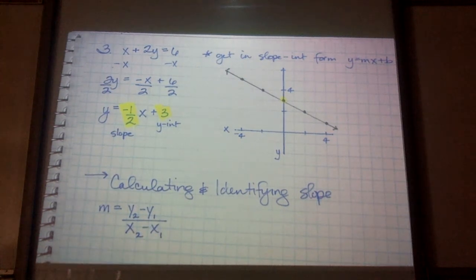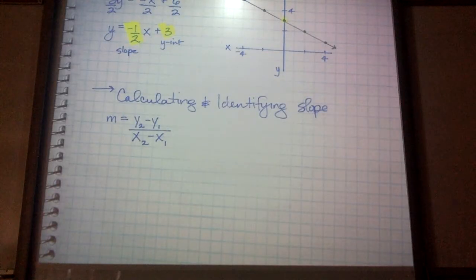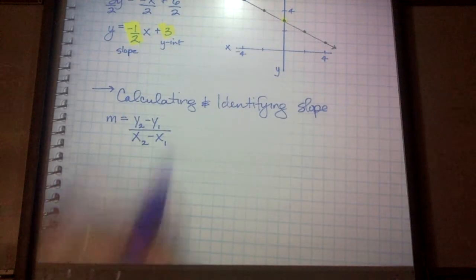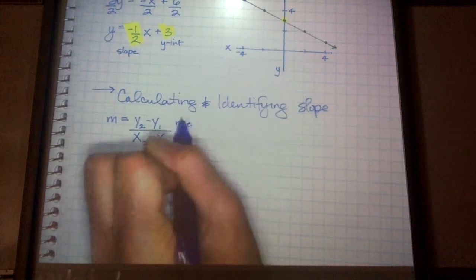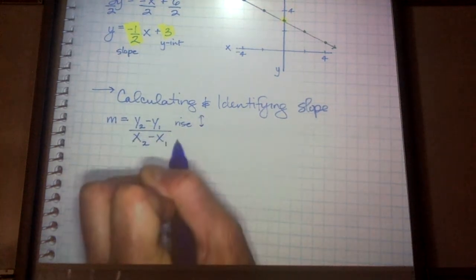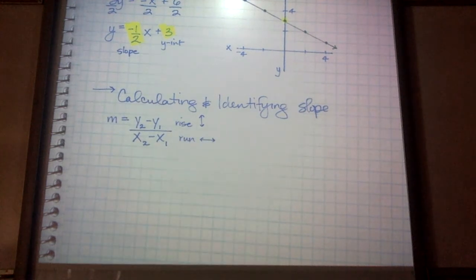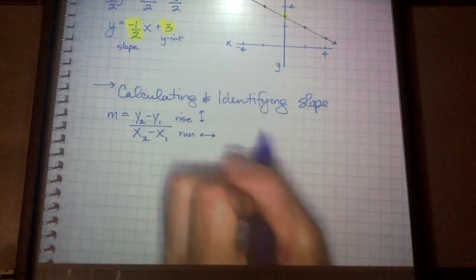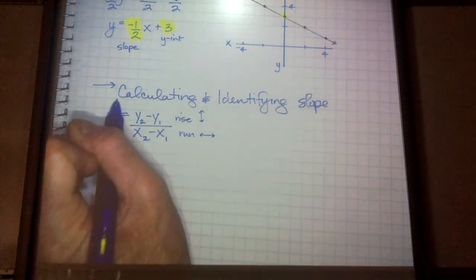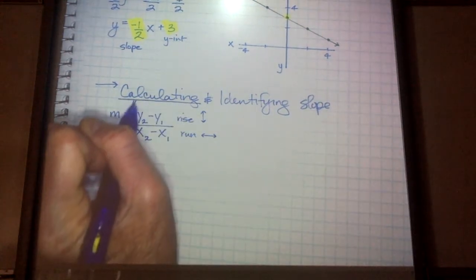Now that is also review. Now why is it the change in y? Because y runs up and down. So it's your rise over your run. x runs left to right. So that's why it's the y values on top and the x values on the bottom. It doesn't matter if it's the second one minus the first or the first minus the second, but you're finding the difference. That's how you calculate slope.